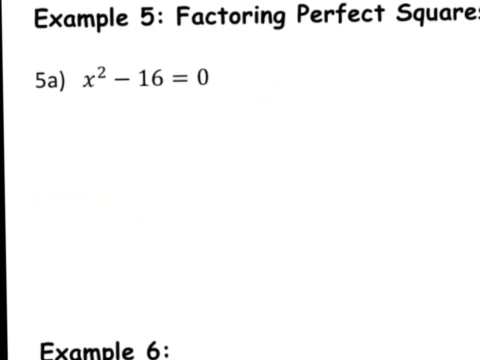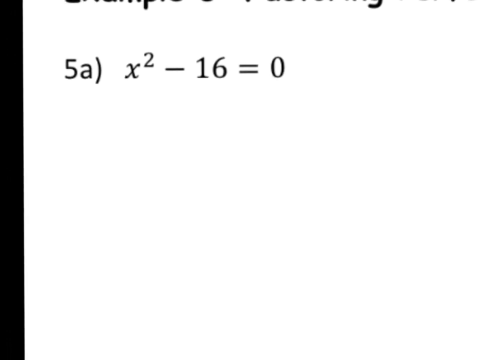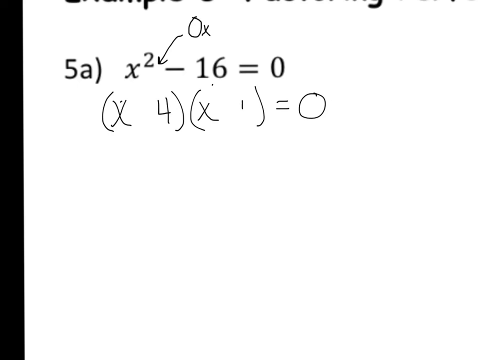Now let's practice just factoring perfect squares. We already kind of practiced them in those examples up above. But we want factors of 16 that subtract to give us no x's in the middle. So, x times x is x squared. 4 times 4 is 16. And if we have one positive and one negative, they cancel out to give us nothing in the middle.